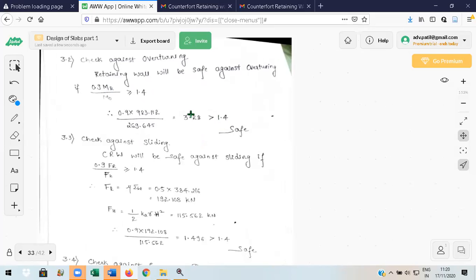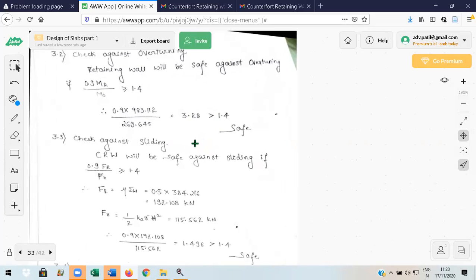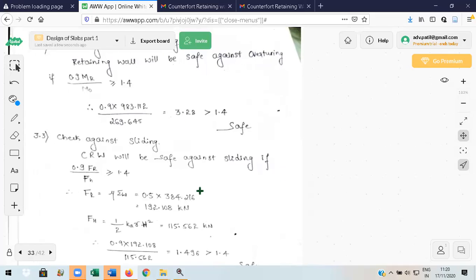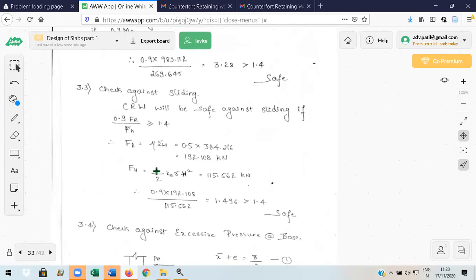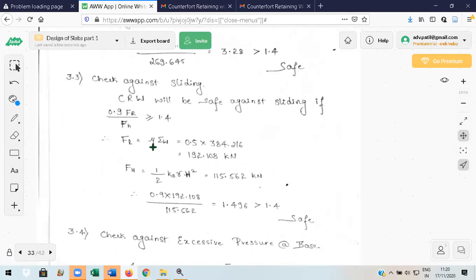If it is less than 1.4, what would have happened? If this value is less than 1.4, I have to revise the dimensions. I have to increase the dimensions, because now the weight is okay. The weight of the entire retaining wall is okay, excluding the weight of the counterfort. If you include that also, the value further increases actually, but that is not considered here. Check against sliding: 0.9 times FR by FH. FR is equal to mu times sigma W.